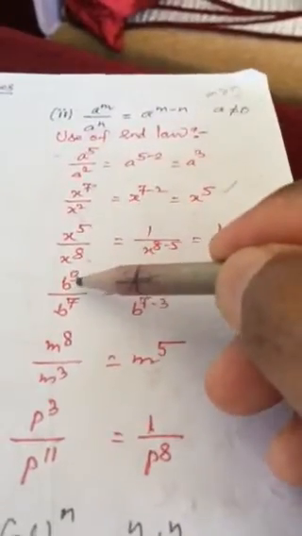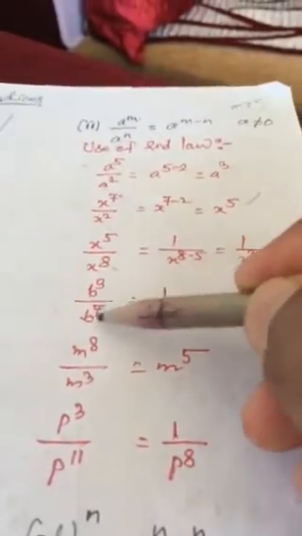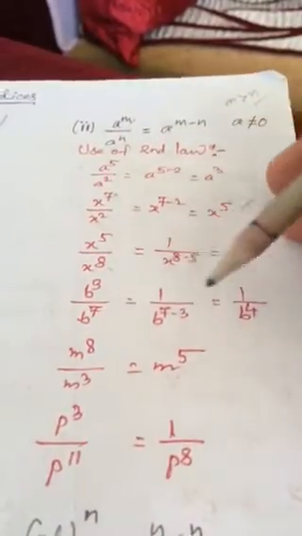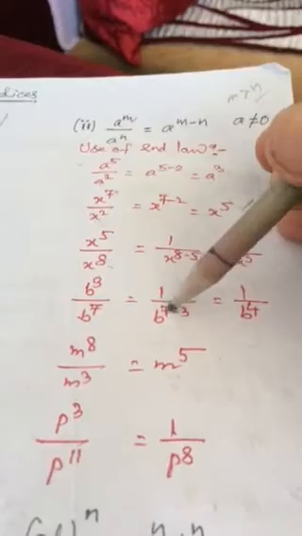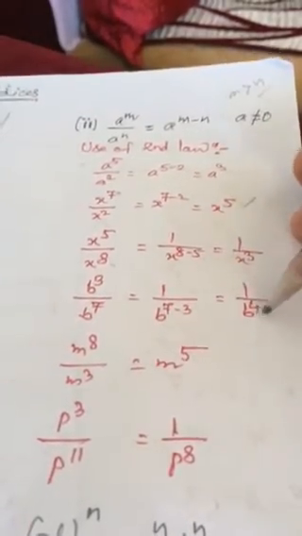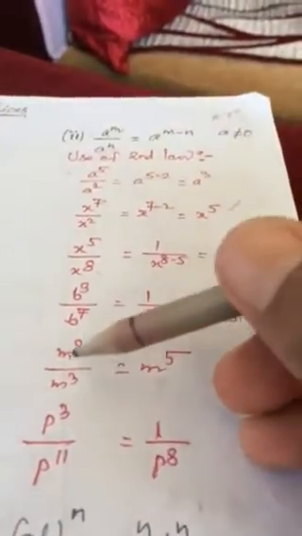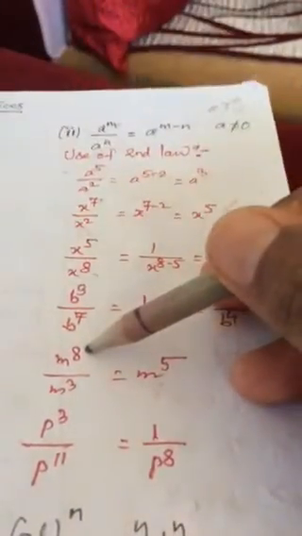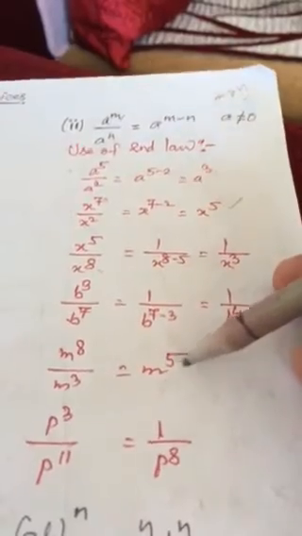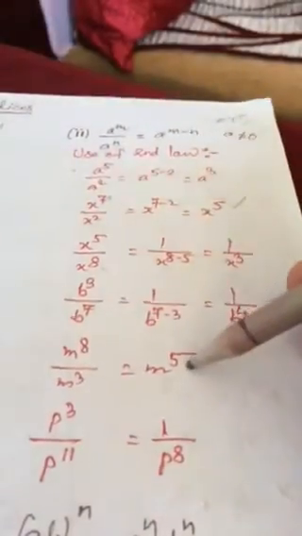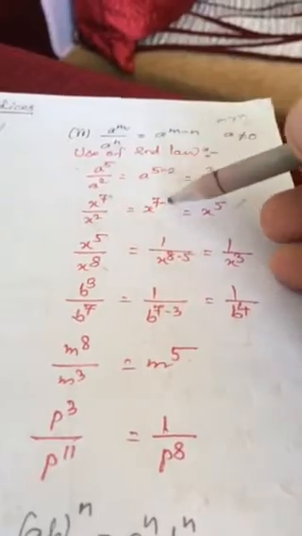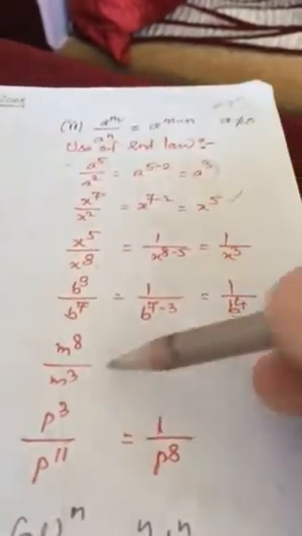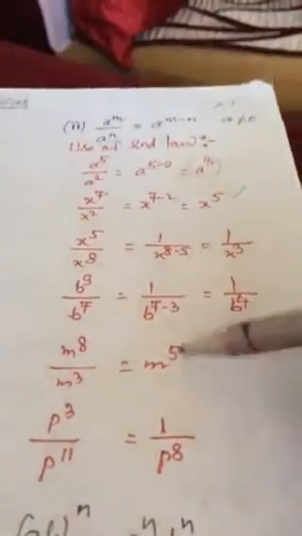Here again another example is given, b to the power 3 divided by b to the power 7. In this case also the denominator has more power, so it is 1 by b to the power 7 minus 3, that is 1 by b to the power 4. Here again m to the power 8 divided by m to the power 3. The numerator has the more power, so you write m to the power 8 minus 3, that is 5. You don't have to show this, I am just explaining how this is coming. Here I have done it directly.